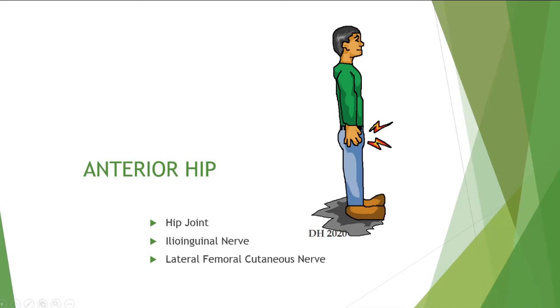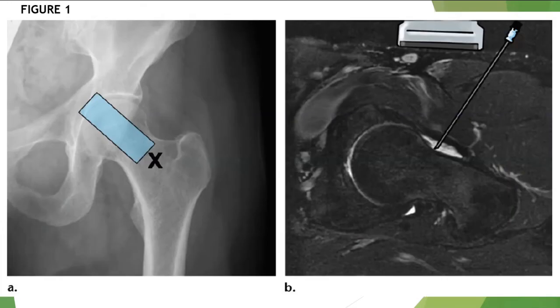So now plunging into the anatomical regions and some examples of each. When we speak of the anterior region of the hip, we have the hip joint itself, the ilioinguinal nerve, and the lateral femoral cutaneous nerve. These are targets for independent procedures. So we'll go into each one of them using the images there.